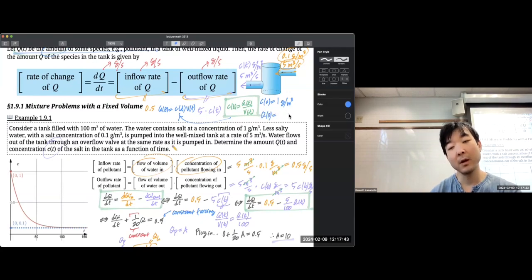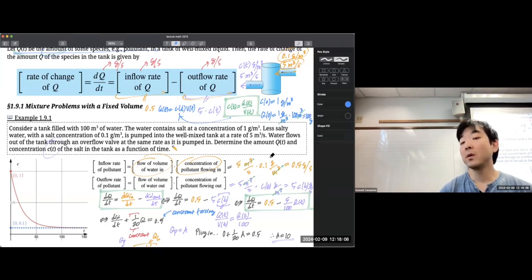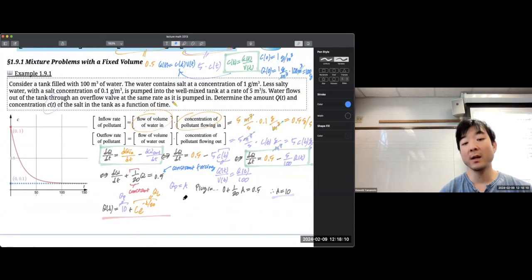And so basically your Q naught is going to equal the 1 grams per meter cubed, which is the concentration, multiplied by, I have liquid at that concentration, and I have 100 cubic meters of it. And then obviously these meters cubed will cancel. And so your initial amount of salt in here is just 100 grams. So you're going to say Q naught is equal to 100.